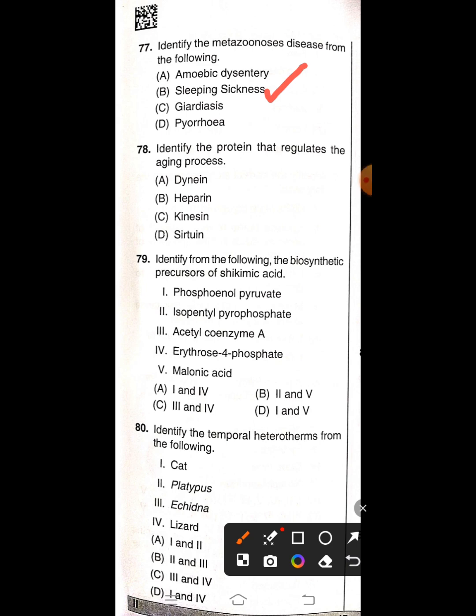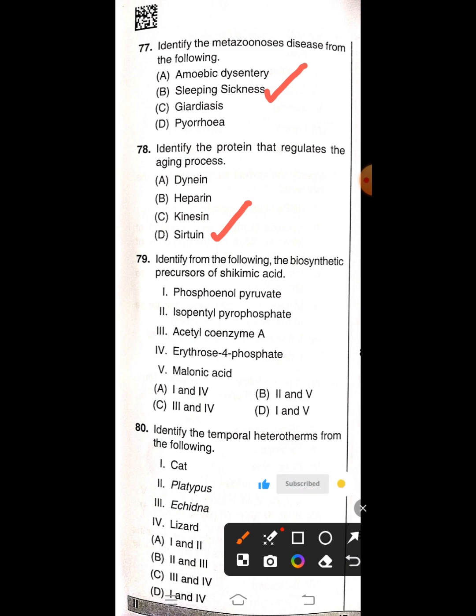Identify the protein that regulates the aging process. Options are dynein, heparin, kinesin, cytokinin. For this the correct answer is the last one, that is cytokinin.